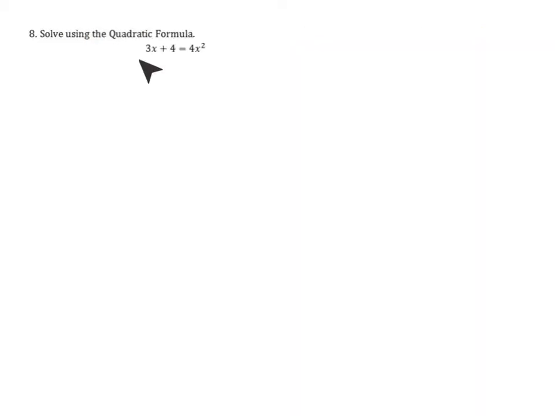Alright, in this case we have 3x plus 4 equals 4x squared, and before we use the quadratic formula we've got to put it into standard form by subtracting 4x squared from both sides. Subtracting 4x squared is going to give us negative 4x squared plus 3x plus 4. We want to put it in descending order, which is standard form. And now we know what our a term is. We've got an a term of negative 4, a b term of 3 and a c term of 4.